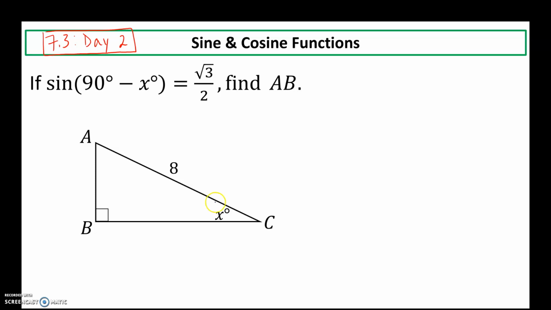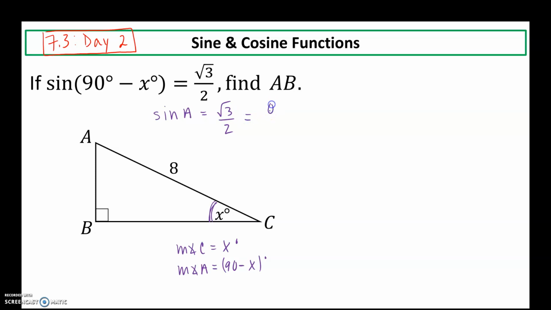It's a right triangle. If angle C is x degrees, then the measure of angle A has to be 90 minus x degrees. Because we know the 3 angles in a right triangle have to add up to 180. If the measure of angle B is already 90 degrees, then A and C have to be complementary. So our piece of information is really just saying the sine of angle A is equal to the square root of 3 over 2. Okay, so what's my sine function?